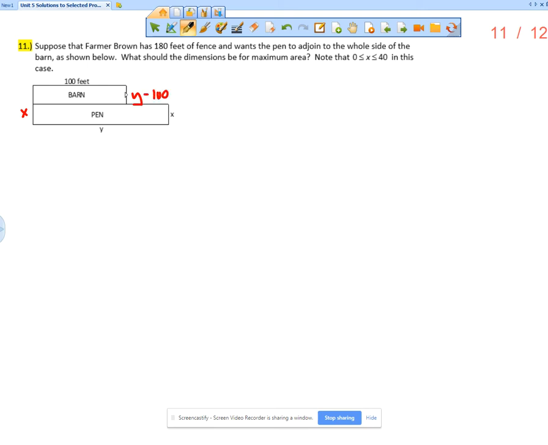All right, so now we want to maximize area. So area of this rectangle would be very simple, x times y. All right, so that's great, but we can't maximize A because we have two variables there.